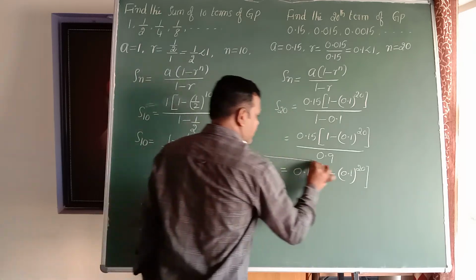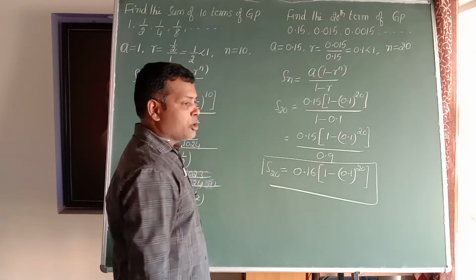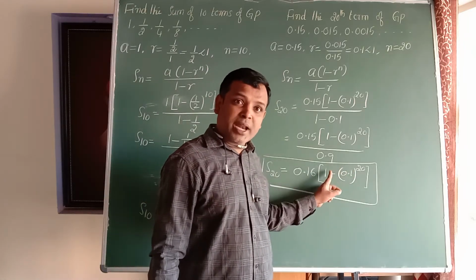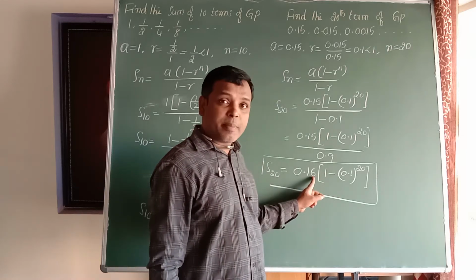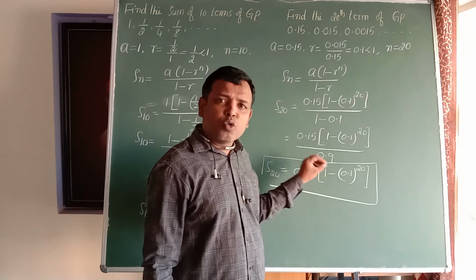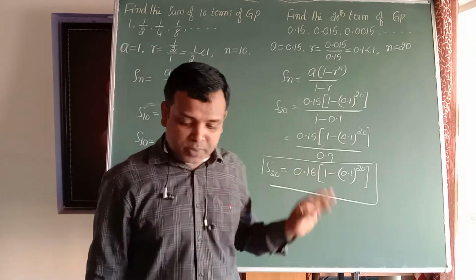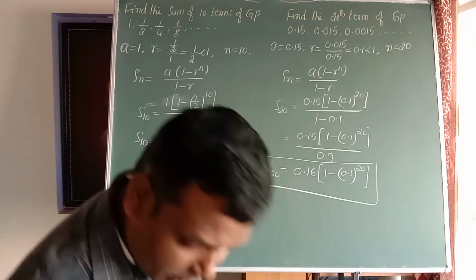So here, dear children, if you want, you can expand 0.1 whole power 20, then subtract it from 1 and multiply by 0.15. It becomes a much smaller quantity, so keep it as it is, nothing to worry. Okay. Look at the next question.